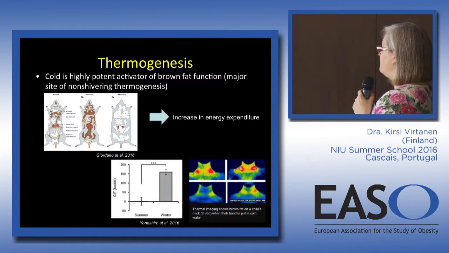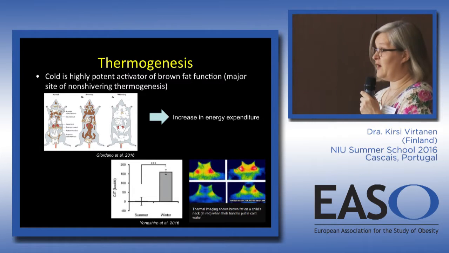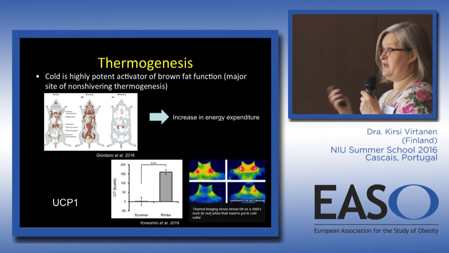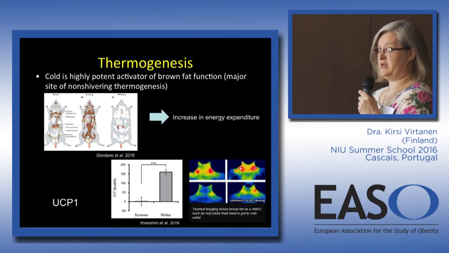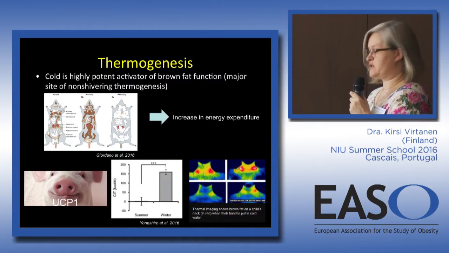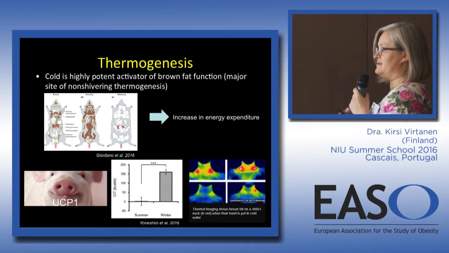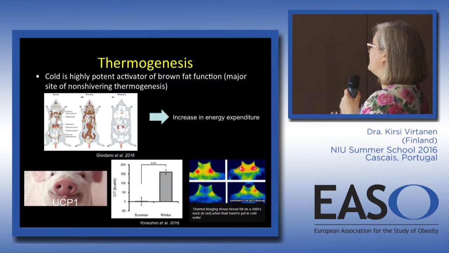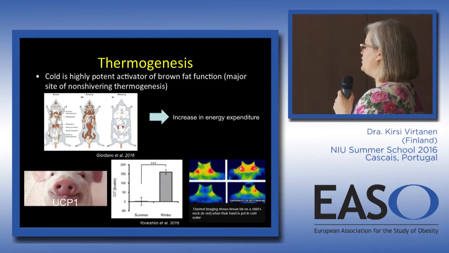There are animals which don't express UCP1. However, when, for example, pigs are put to cold, they start to generate heat by some other mechanism, and ATP synthesis is one of the suggested mechanisms. So these are the basic things that I wish you to keep in mind during my following talk, that there might be some of these differences between humans and rodents.